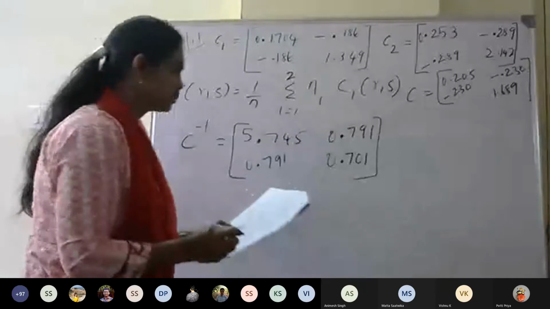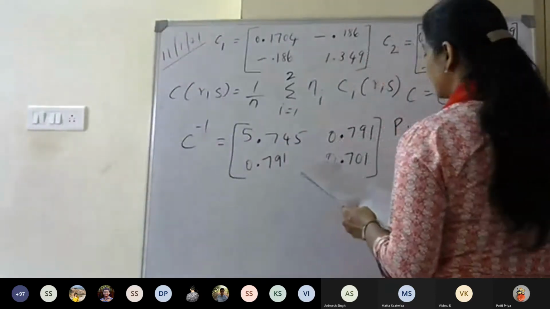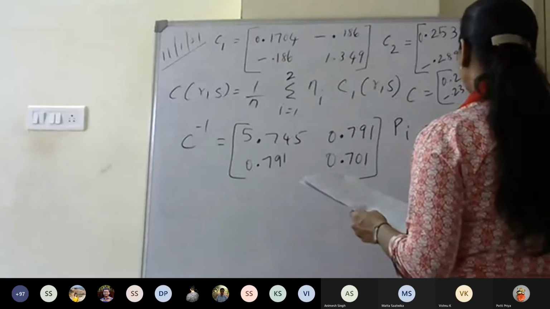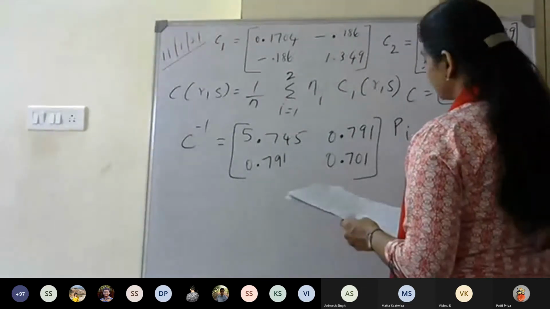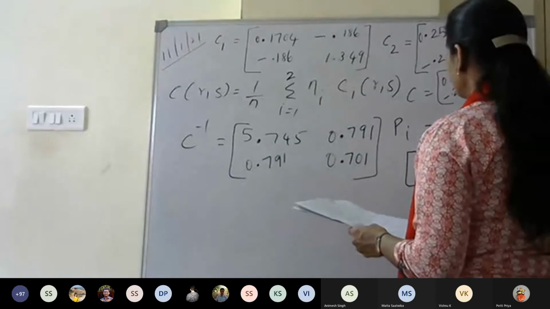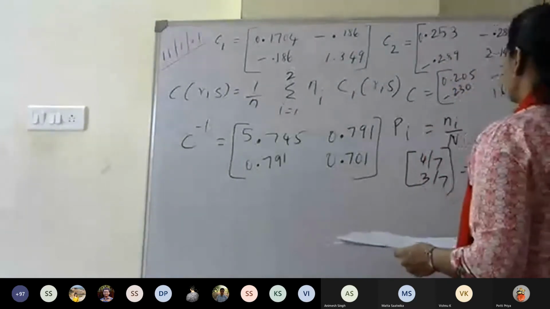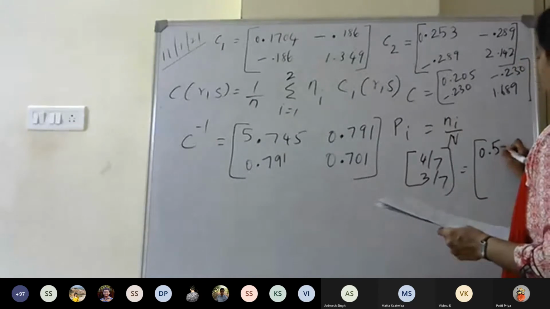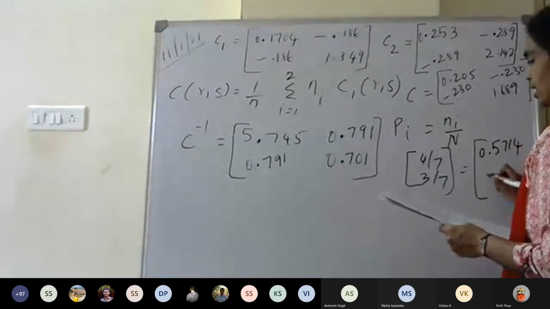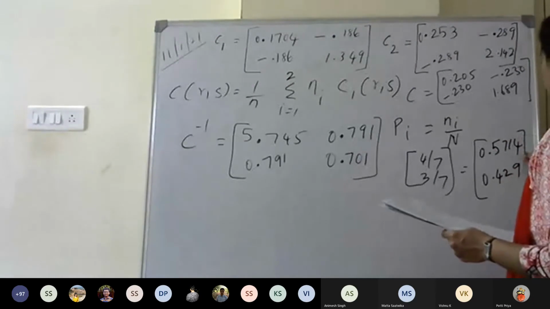Okay, let us calculate the probability of the classes. P of i equal to Ni by total. So for the first class, it will be 4 by 7, and for the second class, it is 3 by 7. So that is 0.5714 and then 0.429.